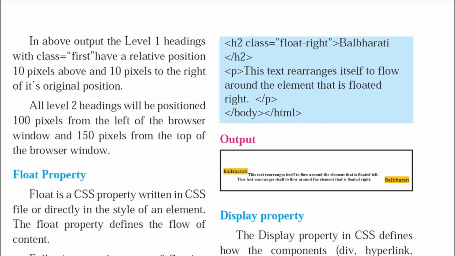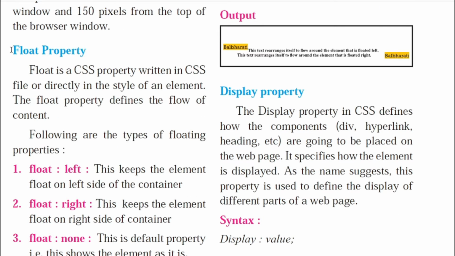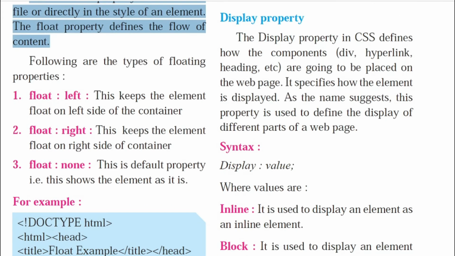Moving further, let us understand some more properties now, starting with the float property of CSS. Now this also somewhere is related to positioning. Float is a CSS property written in a CSS file or directly in the style of an element, and it defines the flow of content, how exactly it will flow, whether it will flow to the left side, to the right hand side, or none. So basically float is deciding the flow of the content on the page.